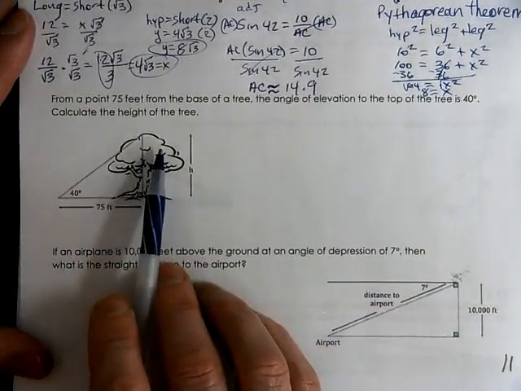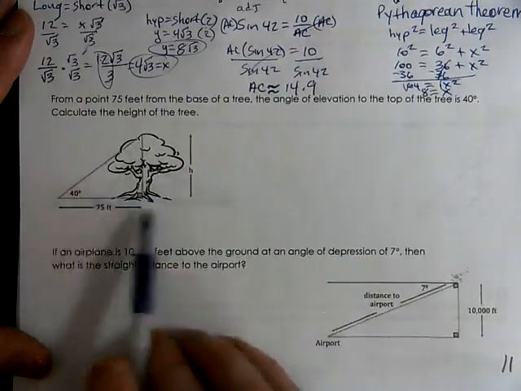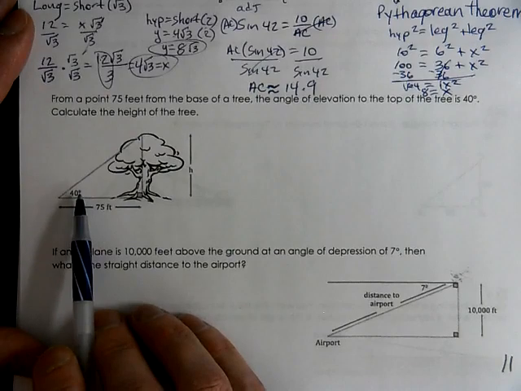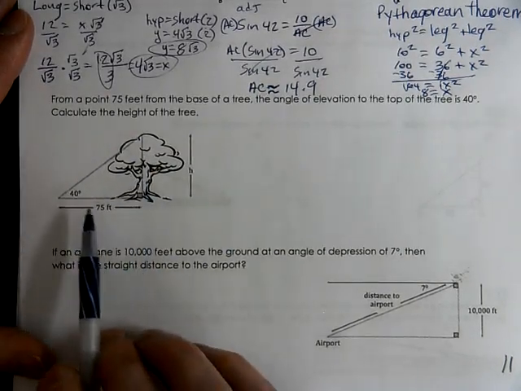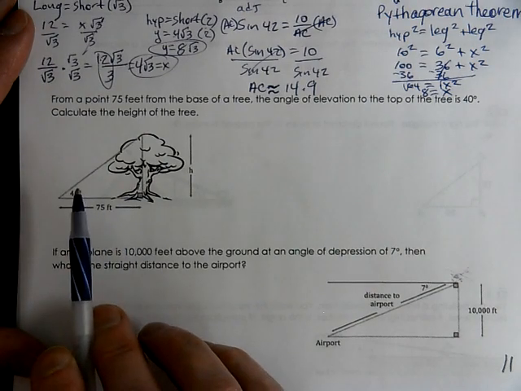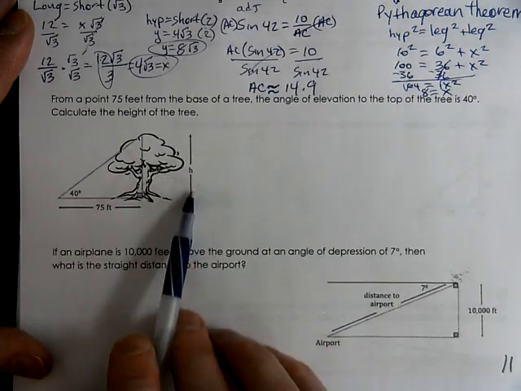Here we have a story problem. The picture is already drawn for you. There'll be cases when the picture is not drawn. So when you're reading this problem, you want to ask yourself, do you understand why the 75 is on this side of the triangle? Why the 40 degrees is this angle, and why the height has to be here?